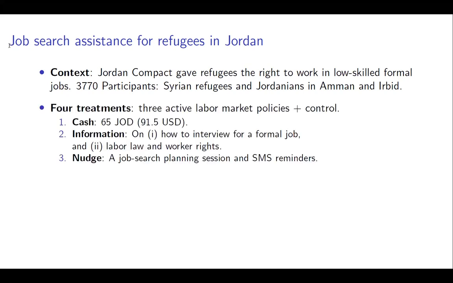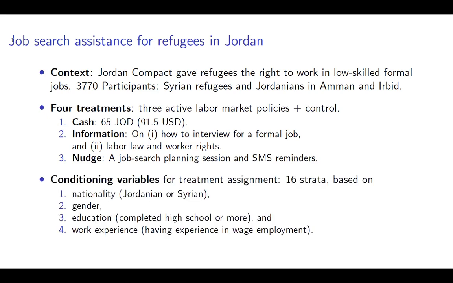We're interested to test 3 separate active labour market policies. We also have a control group, and we refer to this collectively as the 4 treatments. Those 3 active labour market policies are: first, cash, by which we provide about $90 unconditionally. Second, information, both on how to interview for a formal job and also on local labour law and worker rights. And third, a nudge intervention, which combines both job search planning sessions and also SMS reminders.